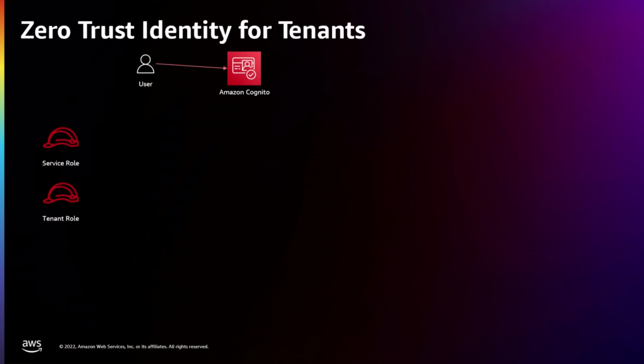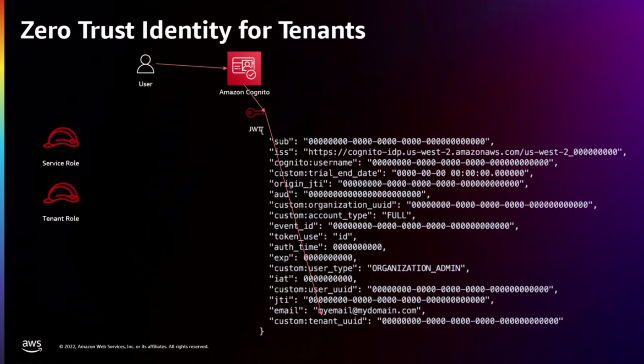A user will authenticate into Cognito. And within Cognito, a user has custom attributes associating them with their tenant UUID. When a user authenticates, they receive their JSON Web Token, or JWT. And when they receive that, within that JWT, you'll see that there's a tenant UUID there. When they make the subsequent request to our service, they pass along that JWT.